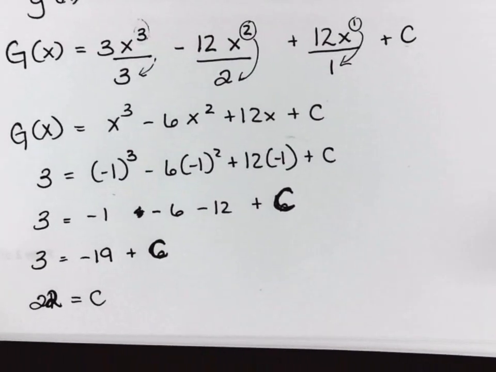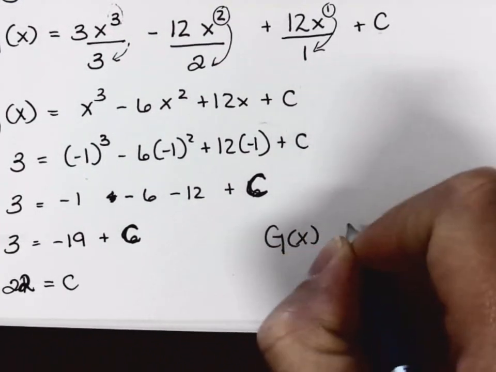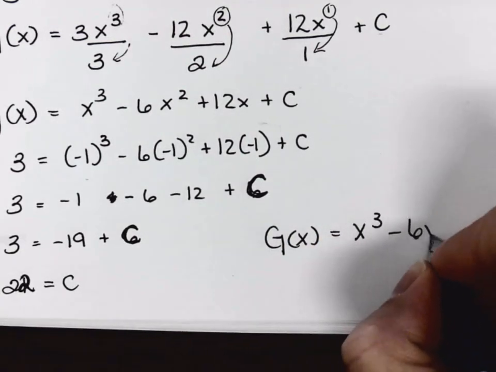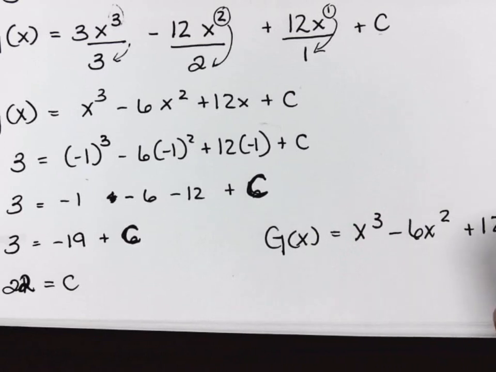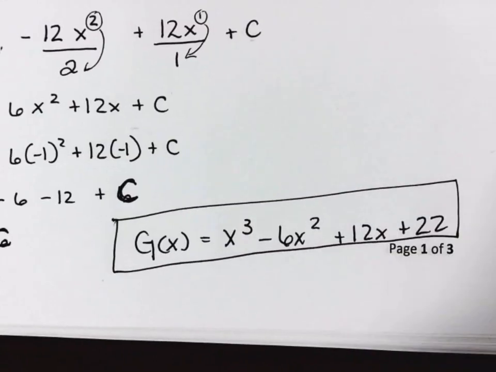So my equation, I'm not done yet until I restate the equation. G of x is equal to x cubed minus 6x squared plus 12x plus 22. And that's the original equation. So just because you solve for 22 there, you're not done until you put it back together.